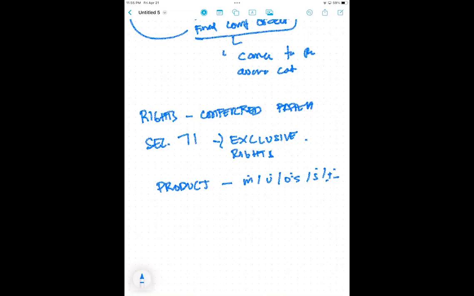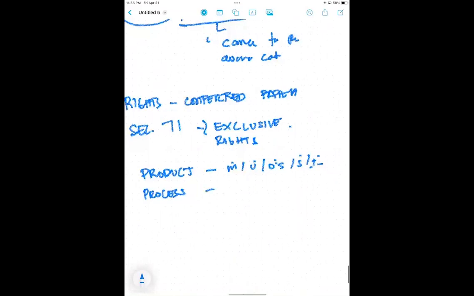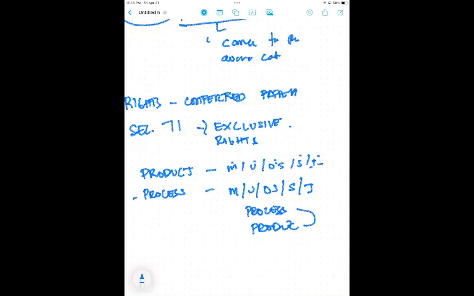Now, if the patent is over a process, Section 71 says, ganun din, to restrain others from making, using, offering for sale, selling, or importing the process as well as the product that is the output of the process. So mas malawak ang karapatan if the invention or the patent is on a process than a product.